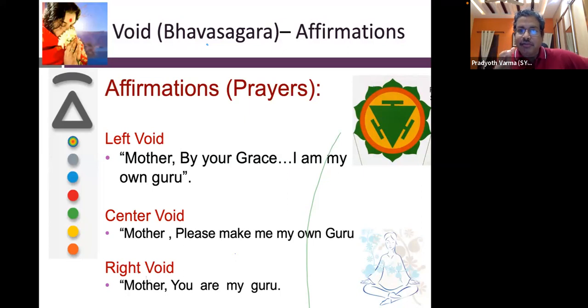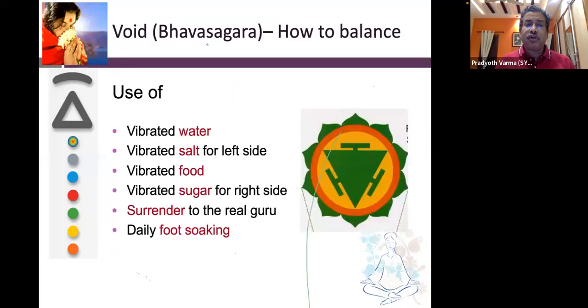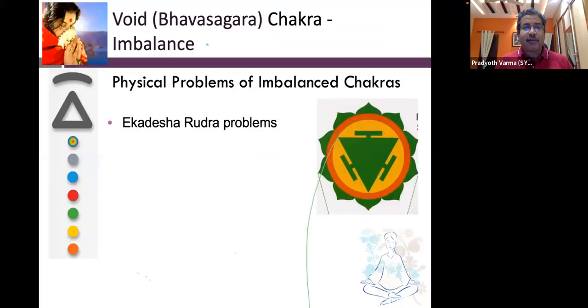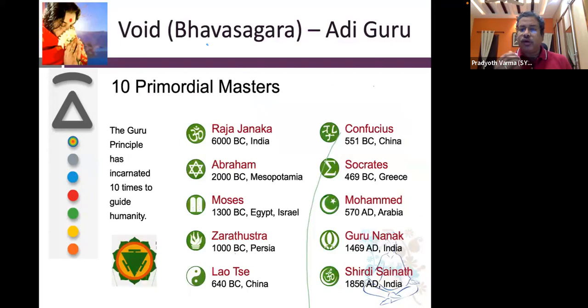Okay, so when we say this, the Void opens up, very clearly. And the mantra is Om Tvameva Sakshat Shri Adi Guru Dattatreya Sakshat. Or we can say the mantra of any of these great, I go back to those 10 Adi Gurus. You can take any of their names. Then you say, then this Void opens up very easily. Okay, so this is in short what is the Void.